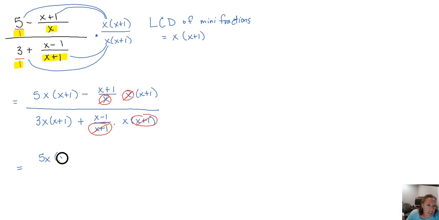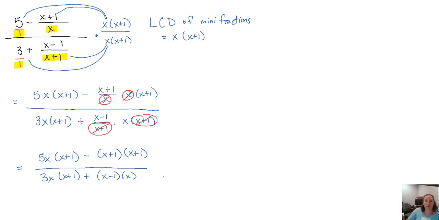So we get 5x times x plus 1 minus, this is more than one term, so we need to make sure and put it in parentheses, x plus 1 from this numerator, and then we have an x plus 1 left over from our LCD. If you want to write that as x plus 1 quantity squared, you're free to do so. In the denominator, we get 3x times x plus 1, and then plus x minus 1 in parentheses times that x that's left over from our LCD.